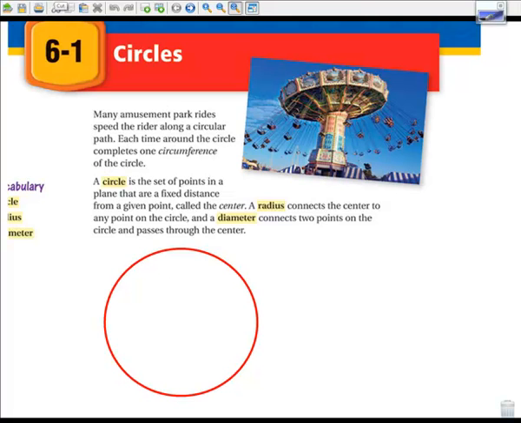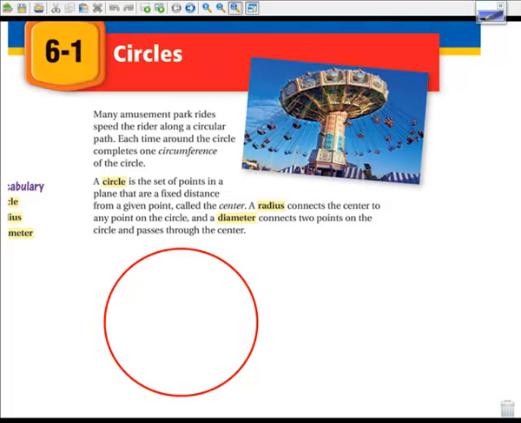Lesson 6.1 is circles. Here we have an amusement park, and many amusement park rides speed the rider along a circular path. Each time around the circle completes one circumference of the circle. So all the way around the circle is the circumference.